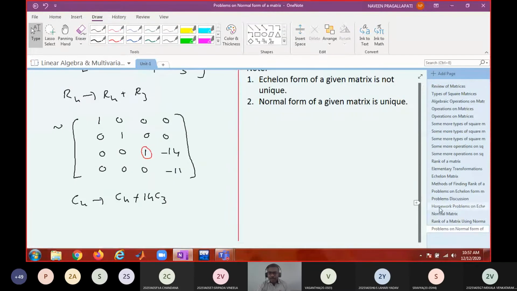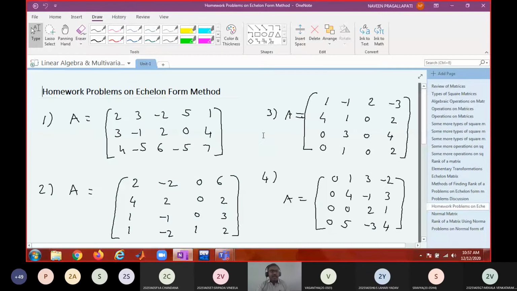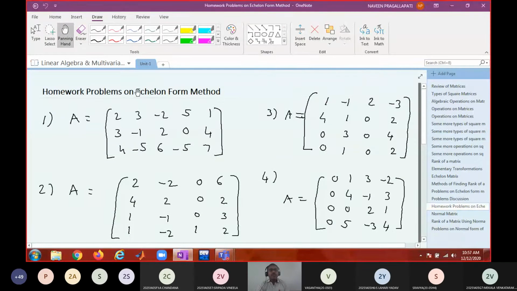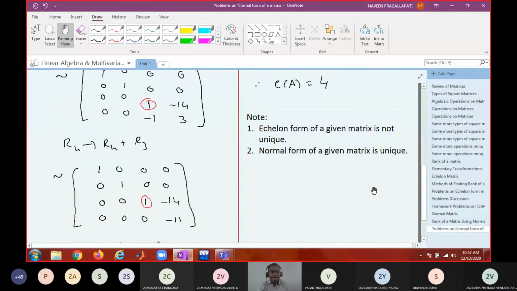Now, whatever problems I gave as homework, take all these problems again. Instead of echelon form, convert these matrices into normal form. So take these problems again to find the rank of the matrix using normal form. Is that okay? Yes, sir.